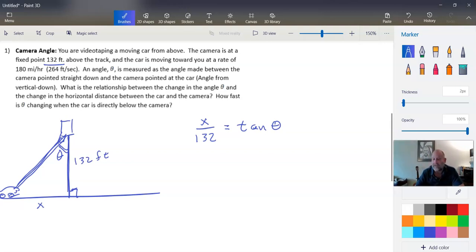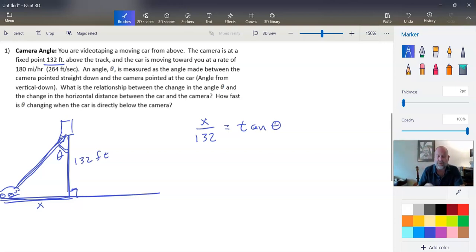Okay, so we have a relationship between these two. Now, the car, this quantity x is a distance. And since we're looking at its velocity, we're talking about the change in distance over time. And we're talking about how fast that theta is changing. Whenever you say how fast, there's always a time component. And so that's what you're looking for.